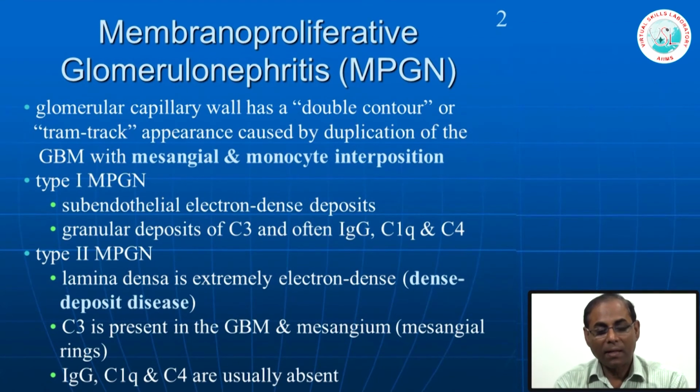In the other category, which typically presents as type 2 MPGN, the lamina densa is extremely electron dense. So, it looks like a dense deposit, and that is why we term it dense deposit disease. There is only C3 deposit in the GBM and mesangium, and IgG is usually absent. So, this is not immune complex mediated MPGN. This is only the complement mediated MPGN. That is why the broad classification of MPGN on the basis of immunofluorescence microscopy is becoming much more important nowadays, and we are classifying immune complex mediated MPGN versus complement mediated MPGN.